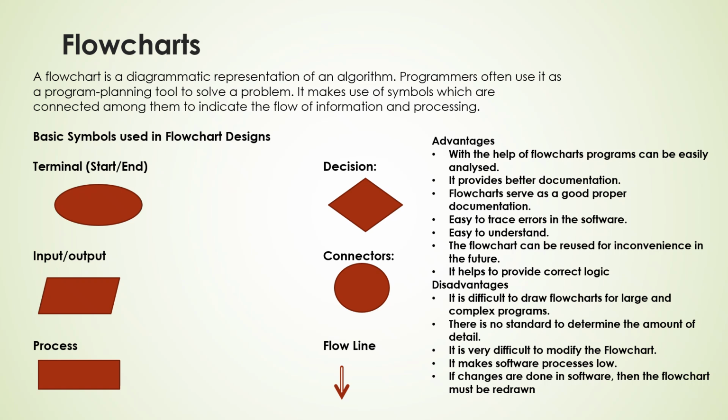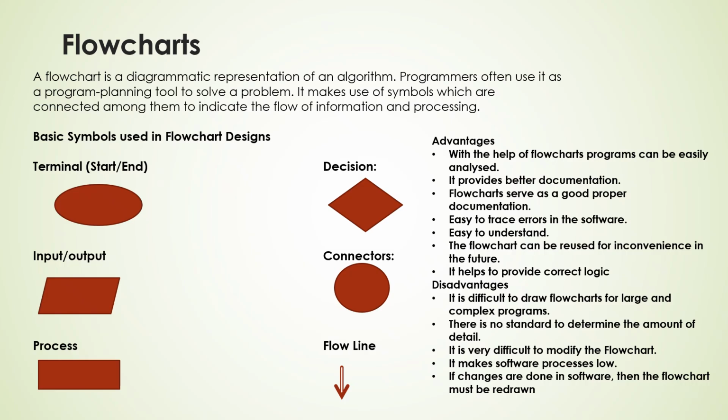The next symbol is the process symbol. The process symbol is represented by a rectangle. This symbol is used whenever the computer performs some processing or calculation. Examples include adding two numbers, calculating the average, finding the largest value, assigning a value to a variable, or performing any mathematical operation. The next symbol is the input output symbol.